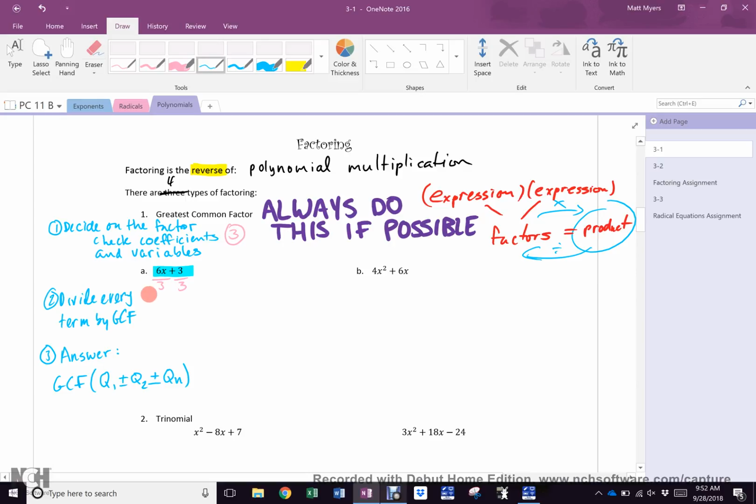So, step 2, I've divided by everything. Step 3, I take that GCF and I put it out front. And now I put all the answers. 6x divided by 3 is 2x. 3 divided by 3 is 1. Everybody remembers how to do this, yes?